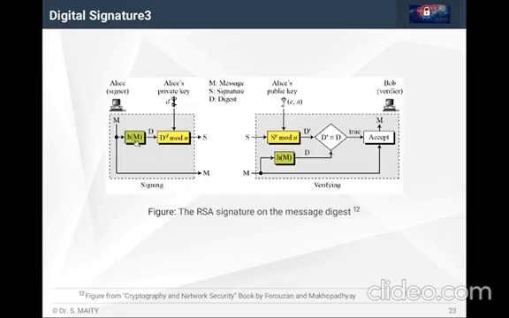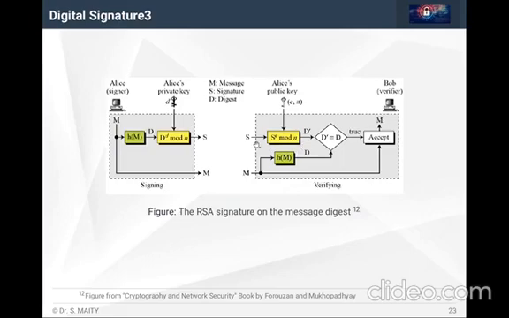We are computing the hash of M, say D is equal to hash of M, and then D to the power small d. Small d is the private key of the sender. D to the power d is nothing but the signature. Then we are transmitting the message and the signature both to the receiver.